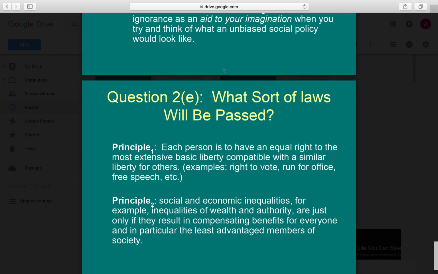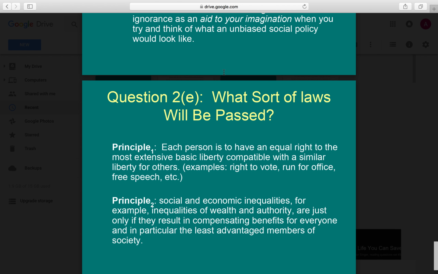He also argues that persons behind the veil would ratify the following principle. This is Principle 2. Social and economic inequalities, for example, inequalities of wealth and authority are just only if they result in compensating benefits for everyone, and in particular, the least advantaged members of society. The rationale for Principle 2 is less obvious than the rationale for Principle 1.